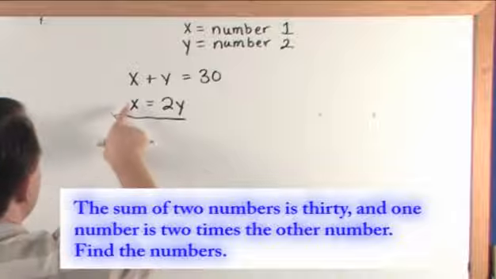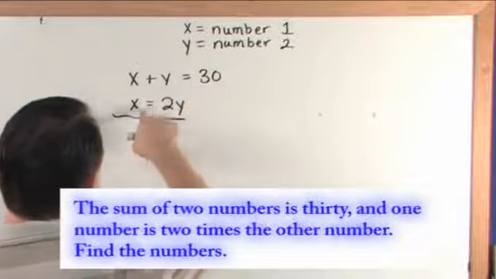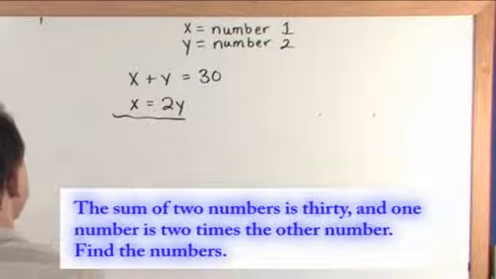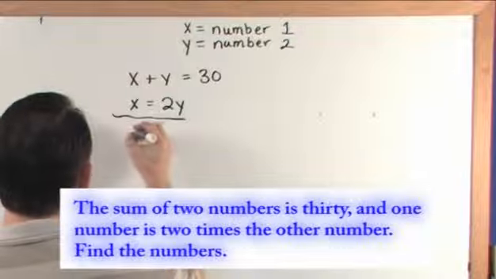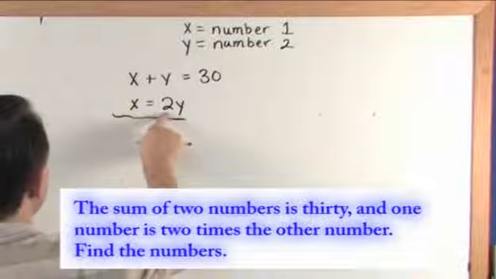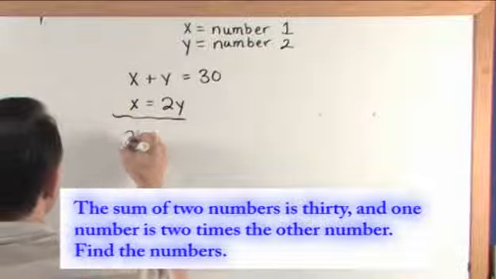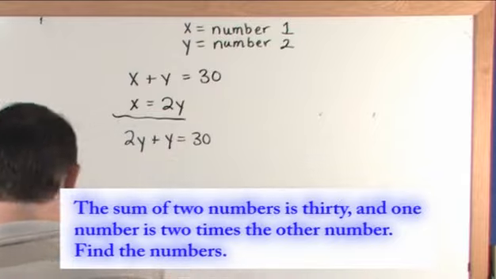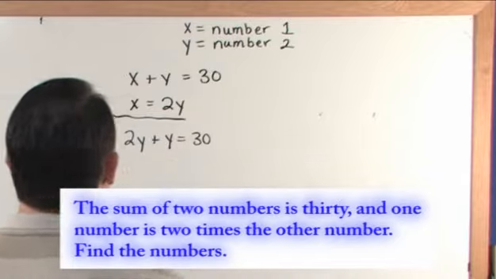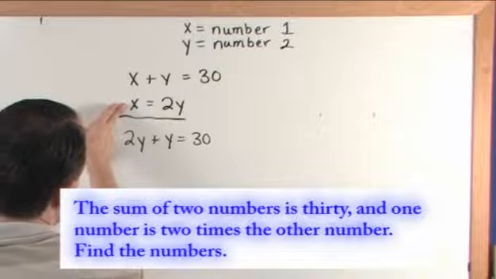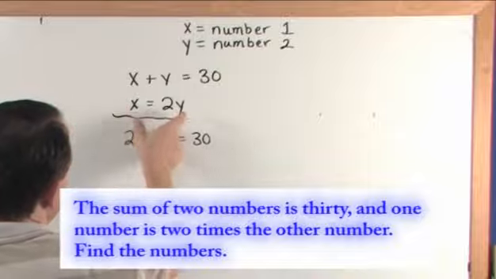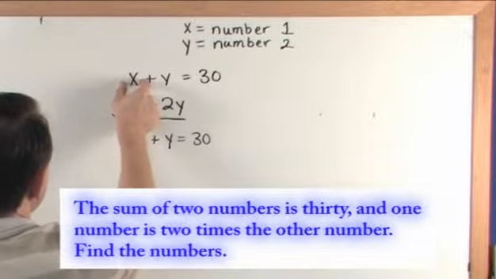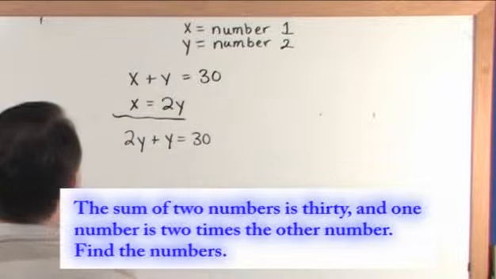Well, we know x plus y is 30, and we know what x is equal to. So we're going to take x and plug it in here. We're going to plug this variable x into this equation. So we'll have 2y plus y is equal to 30. It's very important for you to understand what we did here. We have this equation and we have this equation. So we're going to take this value for x, which is 2y, and plug it in here, which is what we've done here.